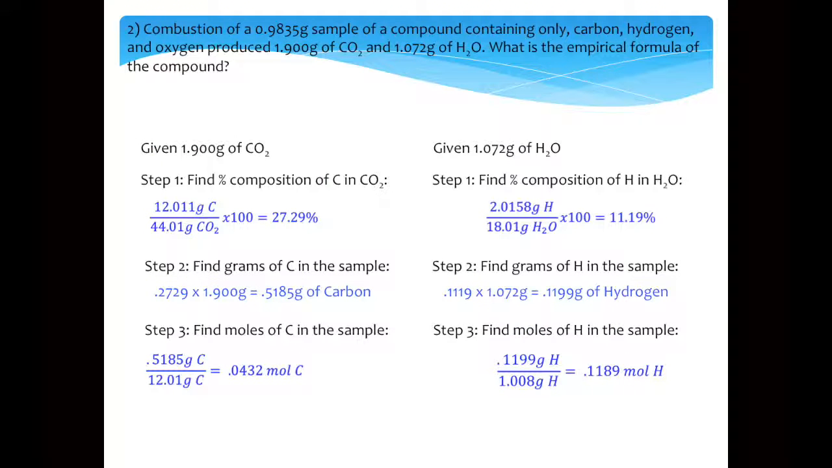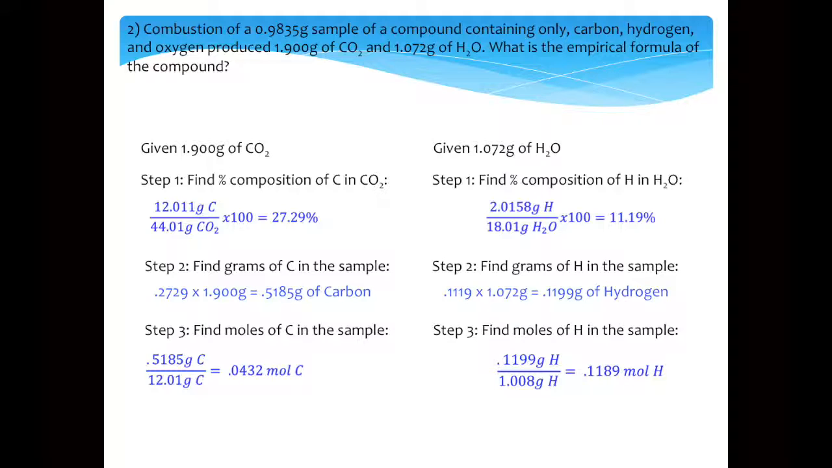Number 2 is also a combustion problem. We will begin by figuring out the grams of carbon and moles of carbon in the sample. Since there are 1.9 grams of carbon dioxide in the sample, we will begin by finding the percent composition of carbon in CO2. We divide 12.011 grams of carbon by 44.01 grams of carbon dioxide and multiply our answer by 100 to get 27.29%.